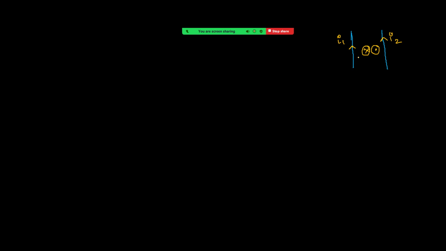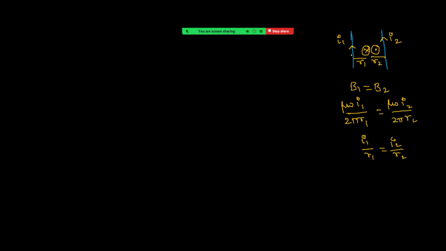Suppose this distance is R1 and this distance is R2. Then we can write B1 equal to B2. That is, mu naught I1 by 2 pi R1 equals mu naught I2 by 2 pi R2. So from this we can write I1 by R1 is equal to I2 by R2.